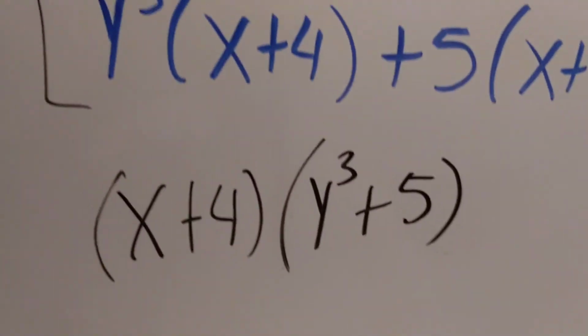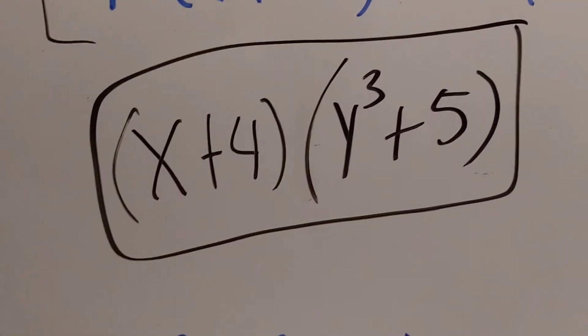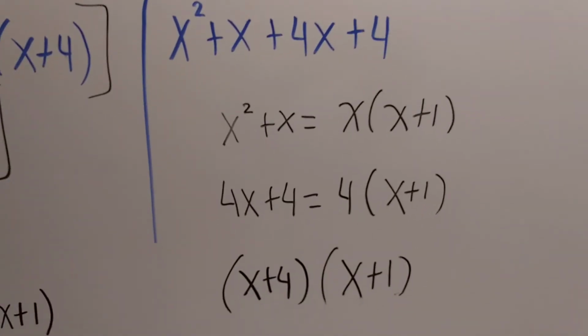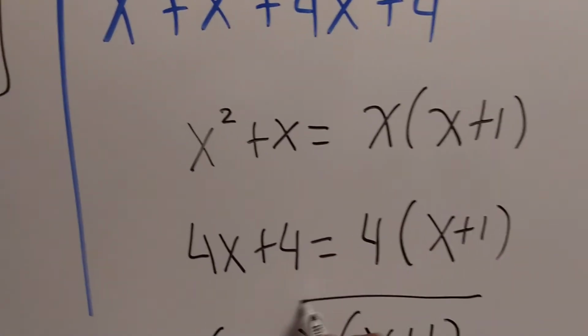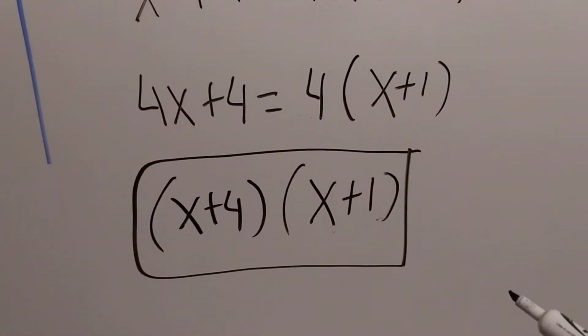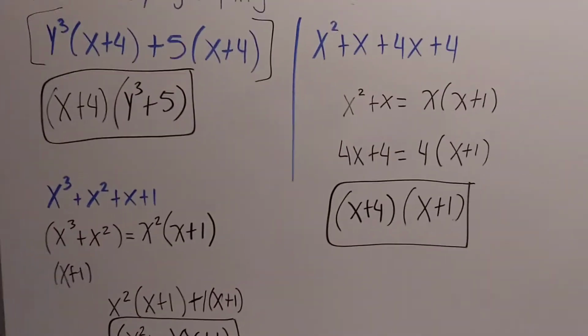And for the first problem, our answer is this here, x plus 4 times y to the third plus 5. And for our second problem, maybe I should have done this a little bit different, sorry guys. Our answer would be x plus 4 times x plus 1. There you go. Okay, and I'll back it up a little bit here.